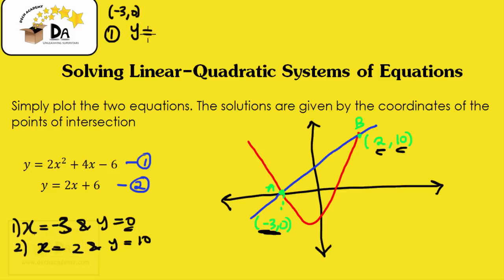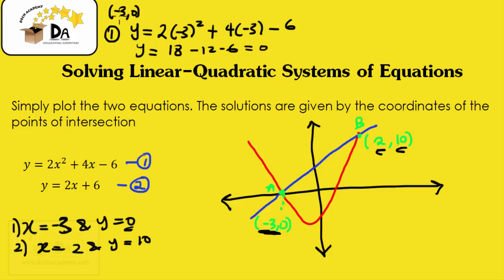So let's try that. Replacing x with -3 in equation 1 gives 2 times -3 squared plus 4 times -3 minus 6. All I've done is replace x with -3 in equation 1. Simplifying gives 2 times 9, which is 18, plus 4 times -3, that gives -12, minus 6. 18 minus 12 is 6. 6 minus 6 is 0. As you can see, when x is -3, y is in fact 0. So this solution is valid.